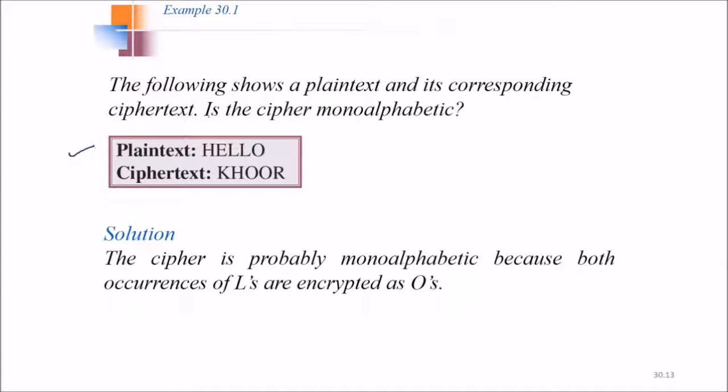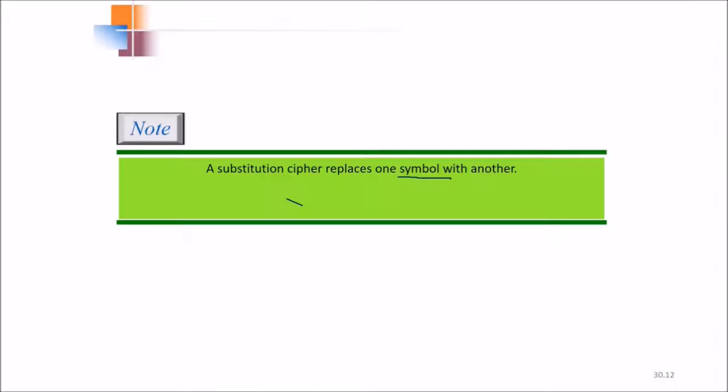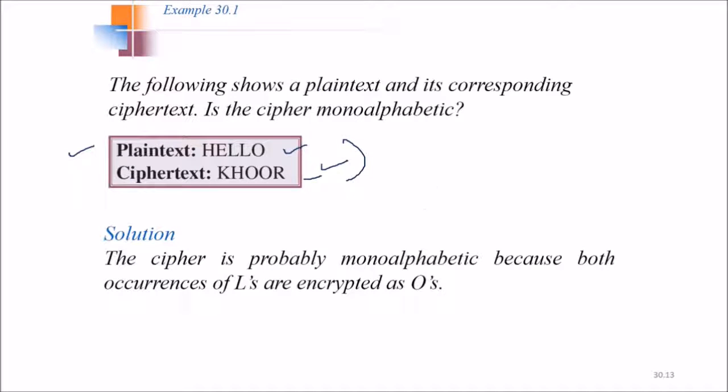Let us take an example. This plain text is hello. It shows the plain text, and you have a cipher text also, which has been produced using certain encryption, and we are trying to answer with respect to the traditional ciphers, that is substitution ciphers. And as we see, HELLO has become KHOOR.